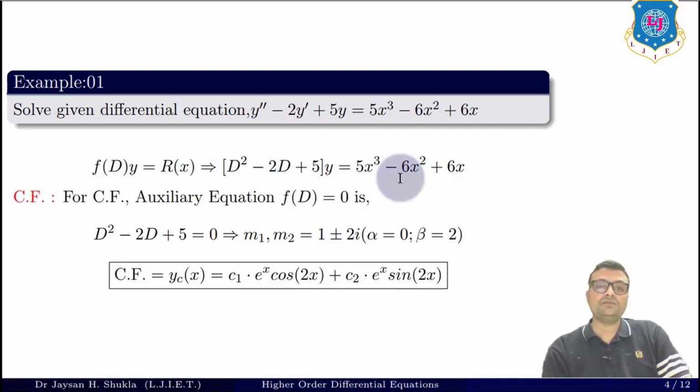Now, for the complementary function, I am taking the auxiliary equation f of D equal to 0. For this equation, we have complex roots 1 plus or minus 2i. So, alpha is equal to 1 over here. By mistake, it is written 0. It is alpha equal to 1 and beta equal to 2. And therefore, the complementary function will be c1 e raised to x cos 2x plus c2 e raised to x sin 2x. I have taken this e raised to x in multiplication with this. There is a special role of this part, that's why I am writing it like this.